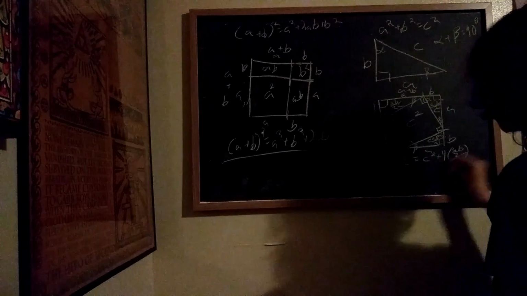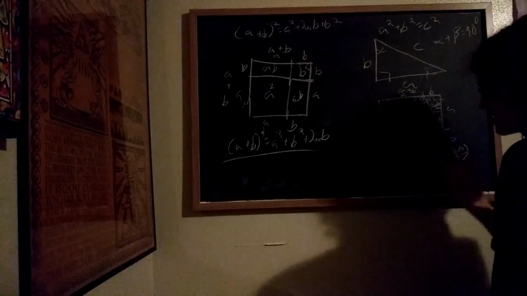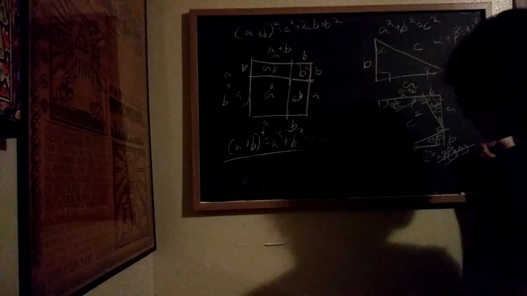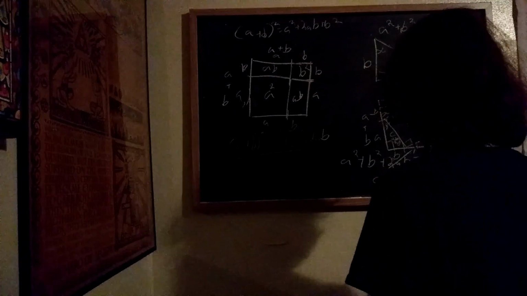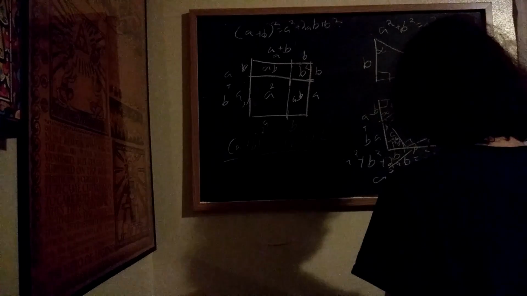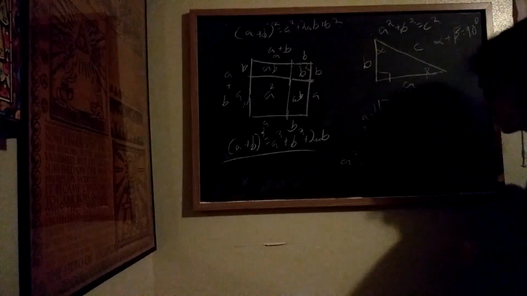Now you'll notice that the 2 and the 4 make a 2 out here, and that this 2ab and this 2ab can be subtracted from both sides and cancel out. And what you'll be left with is indeed the Pythagorean theorem, a squared plus b squared is equal to c squared. And that's all there is to it.